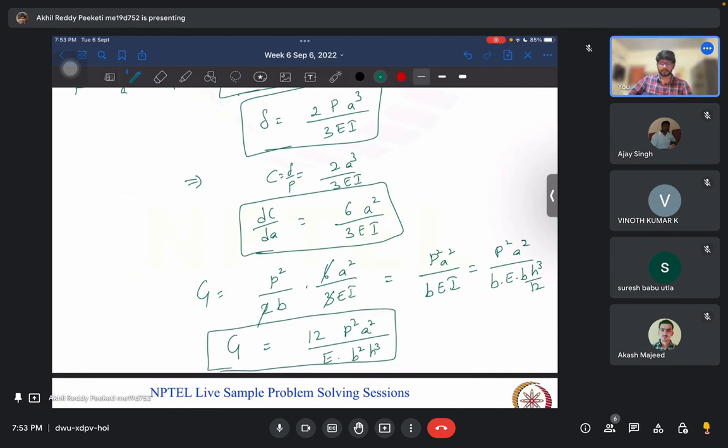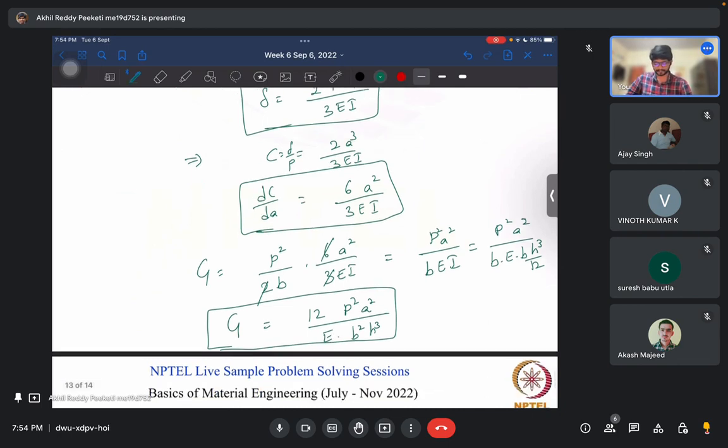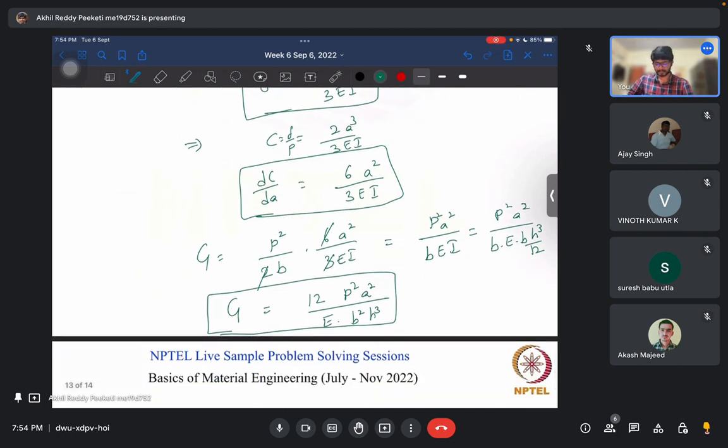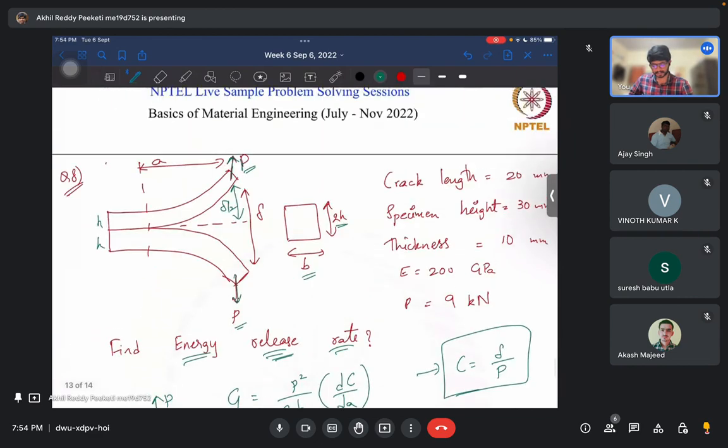Okay. So this question, even though in this assignment it's not there, it could be asked in your exams because it is there in the previous year assignments. Okay. So this is how you can get the energy release rate.